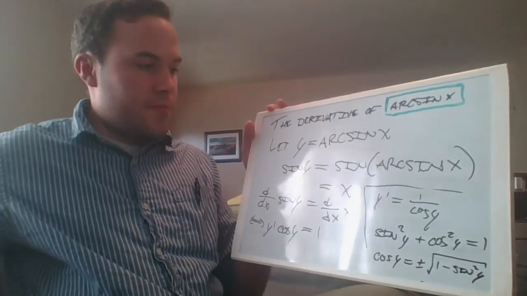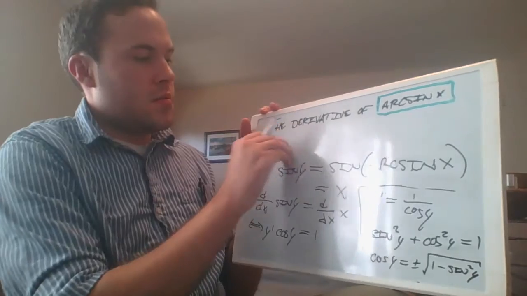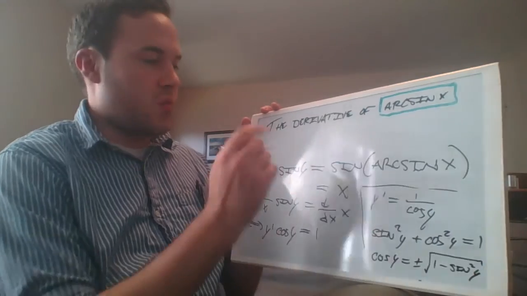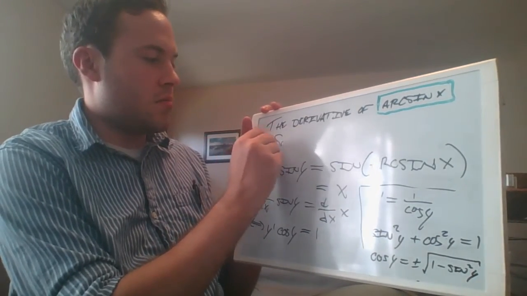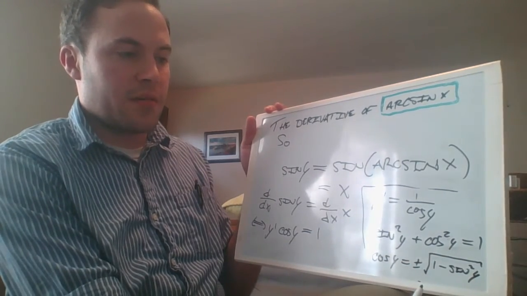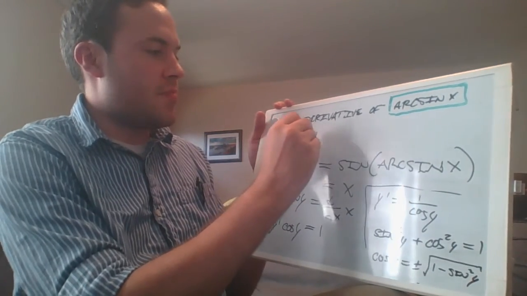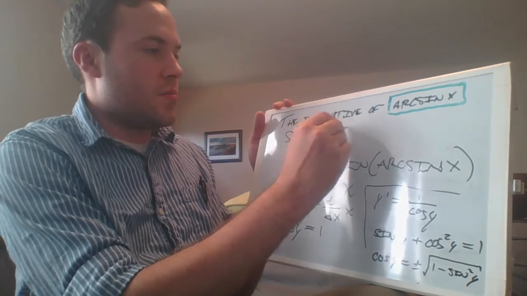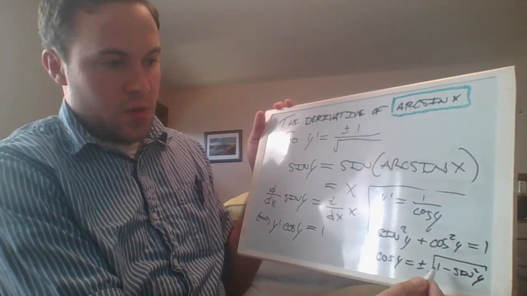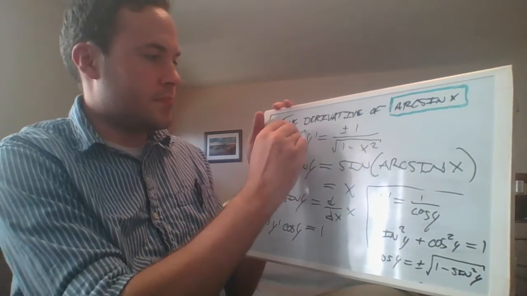And now the last thing we want to do, just to finish this off, is remember that x is sine of y. And so 1 minus sine squared y is really 1 minus x squared. Right, so what we have here is that cosine is equal to plus or minus the square root of 1 minus sine squared. Sine y is equal to x, and so we replace it there. So what we have is y prime is plus or minus 1 over the square root of 1 minus x squared.